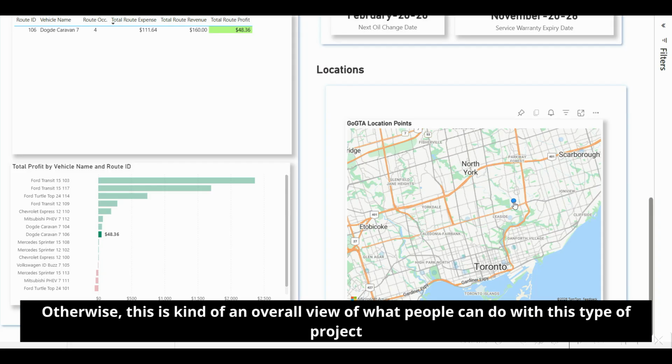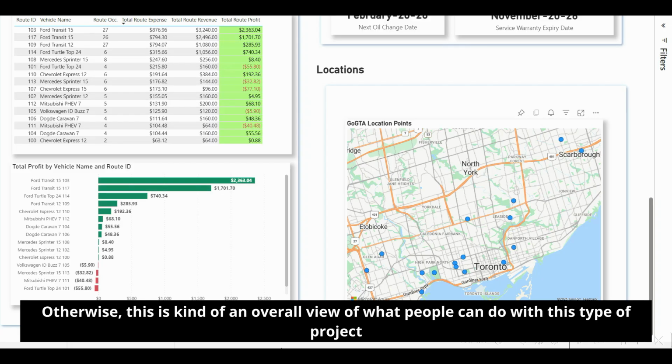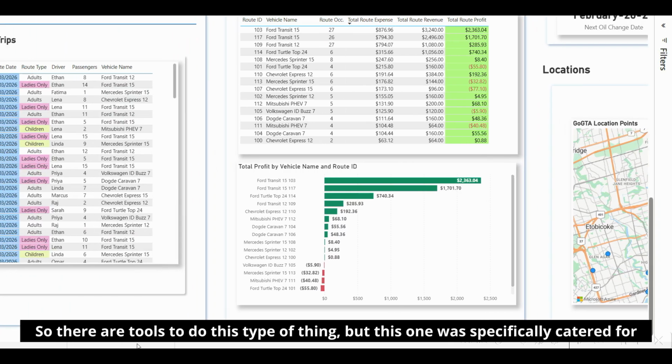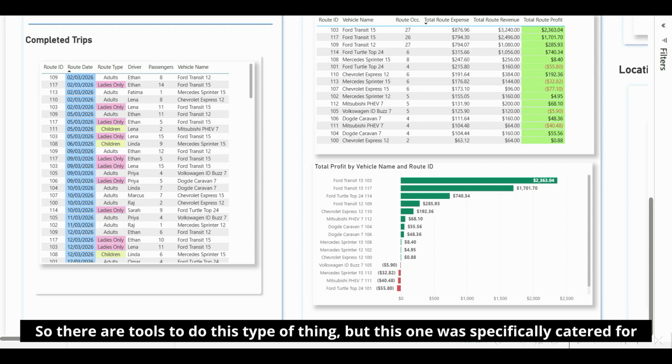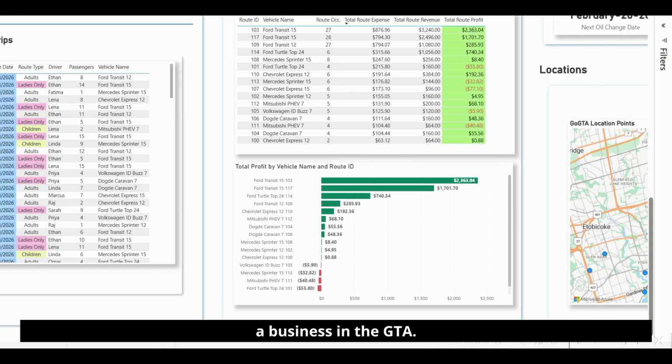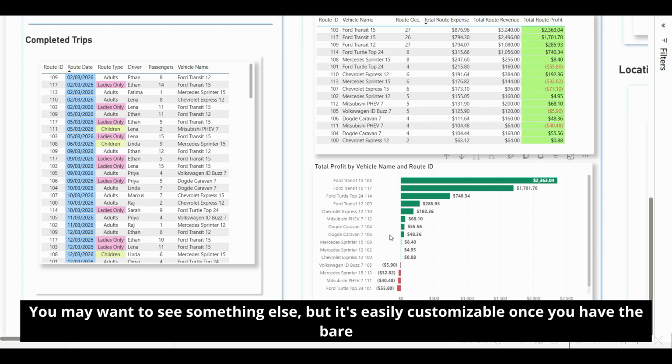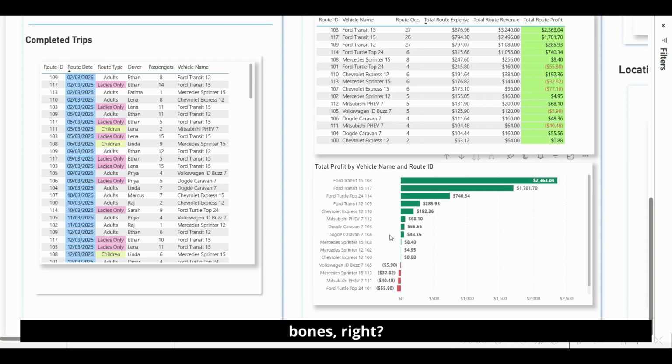Otherwise, this is an overall view of what people can do with this type of project management for shuttle services specifically. So there are tools to do this type of thing, but this one was specifically catered for a business in the GTA. It can be used anywhere, but this is the information they wanted to see. Depending on your business, you may wish to see something else, but it's easily customizable once you have the bare bones, right? Okay, so with that, I'll wrap up this video.